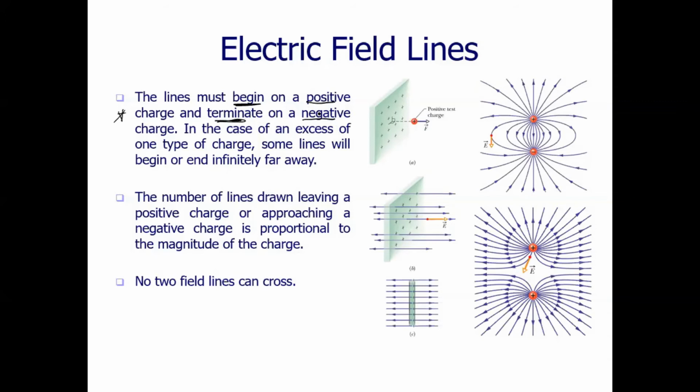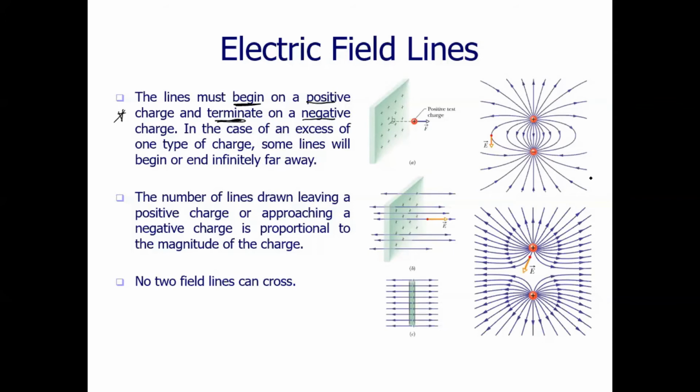In the case of an excess of one type of charge, some lines will begin or end infinitely far away. What does that mean? For instance, you can see here these electric field lines originating from the positive charge and terminating on the negative charge. But look at these. These are the ones this statement is referring to: some lines begin or end infinitely far away from the charge.